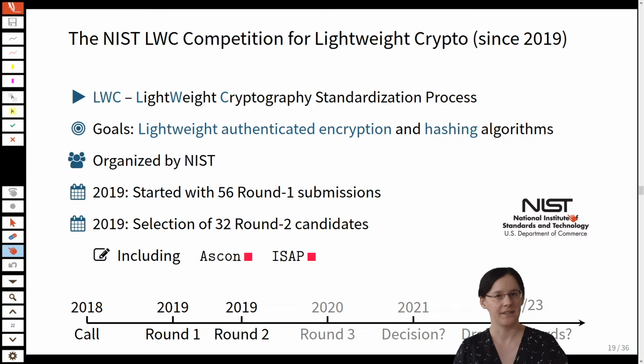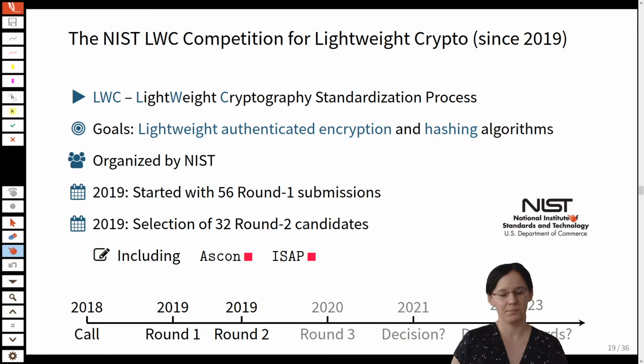And 2 of the candidates that are competing there are co-designed by people from IAIK. In particular, that's the ASCON cipher and the ISAP cipher. Both of these are authenticated encryption schemes, and both of them can also reuse the internal primitives to build a very lightweight hash function. And what we're hoping is, of course, that both of them will be selected for the next round. We will see about that.